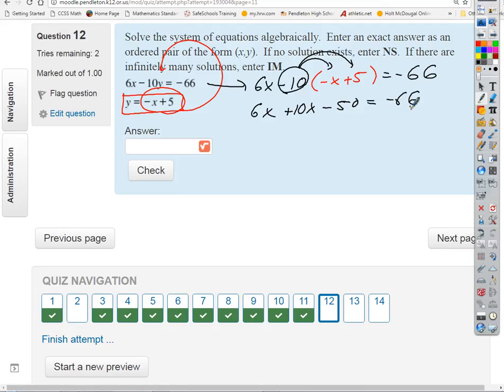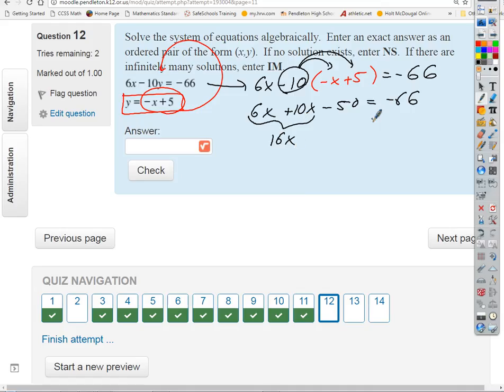Okay, now what? No clue. Oh, yeah, you do. I know you do. You've done this stuff a million times. I've seen you do it. You add the like terms, so what's this going to give me? That should be 16x, good.